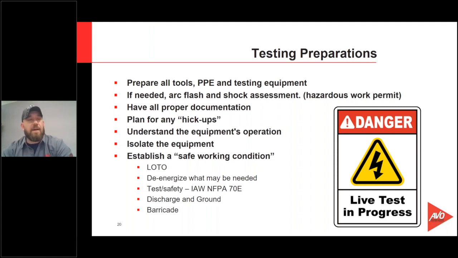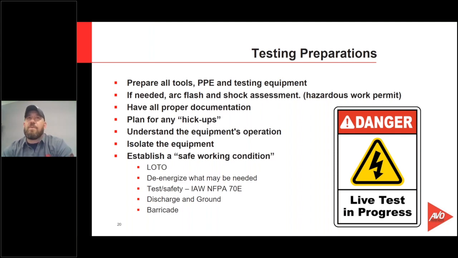Get that gut feeling and understand it. Understand the equipment's operation. Know how to work the equipment. Know where to hit the emergency stop. Safety interlocks are important. Isolate the equipment from your switchgear, obviously. Get it out of the way. Isolate the equipment. Establish a safe working condition. This is good to know. Follow Article 120 in NFPA 70E. It talks directly about safe working conditions.